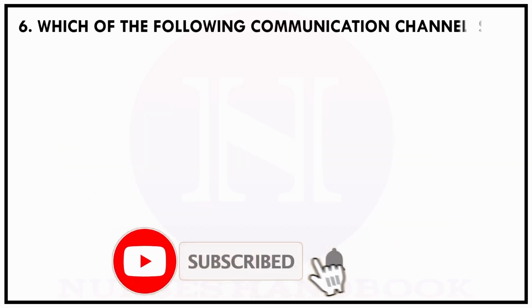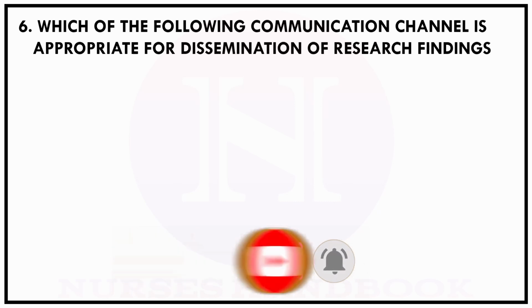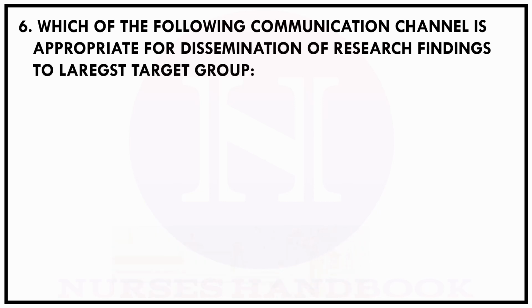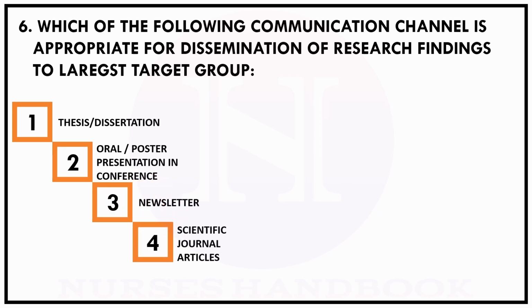Which of the following communication channels is appropriate for dissemination of research findings to the largest target group? Option number 1, thesis and dissertation. Option number 2, oral poster presentation in conference. Option number 3, newsletter. And option number 4, scientific journal articles. And the correct answer is option number 4, journal articles.